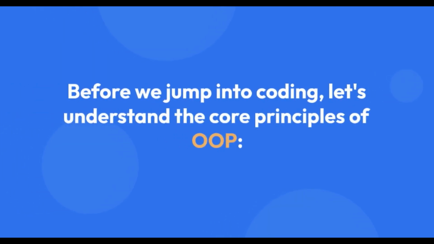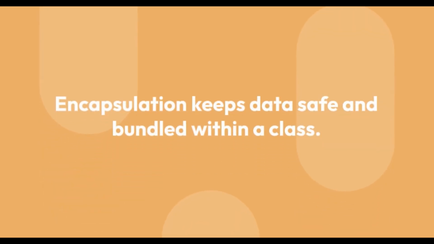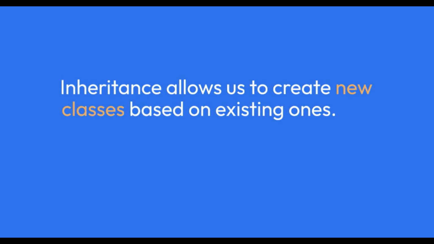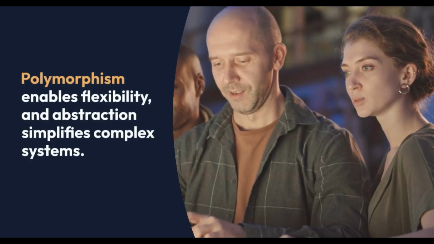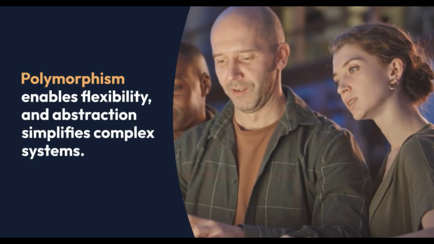Before we jump into coding, let's understand the core principles of OOP: encapsulation, inheritance, polymorphism, and abstraction. Encapsulation keeps data safe and bundled within a class. Inheritance allows us to create new classes based on existing ones. Polymorphism enables flexibility, and abstraction simplifies complex systems.